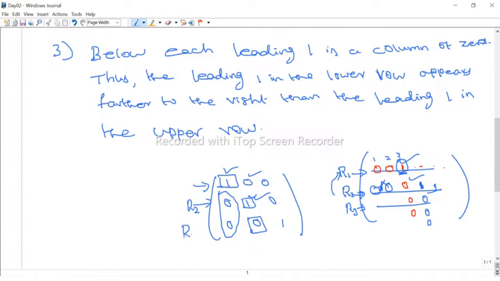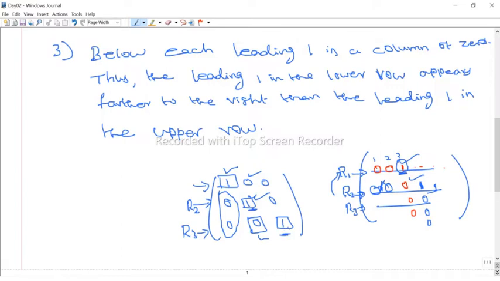Now we scan the third row. We find the first non-zero entry here, and it should be after the second column, since we compare with R2, where the one is in the second column. It could be in the third column or fourth, but here there is no fourth column. Therefore, definitely this is a row echelon form.